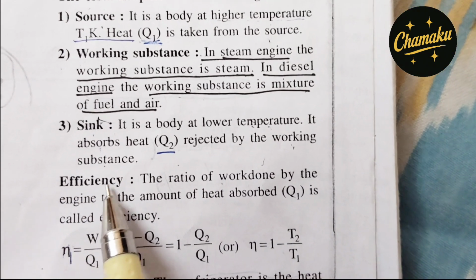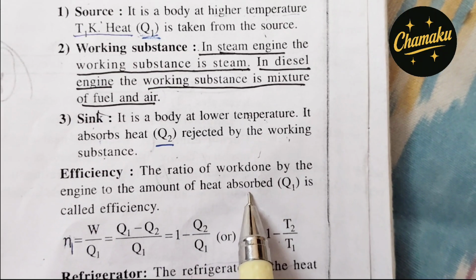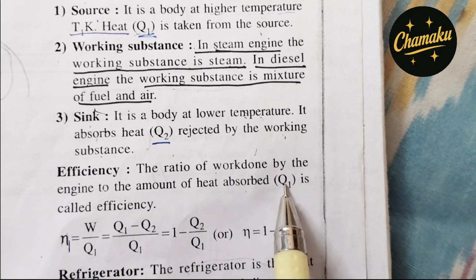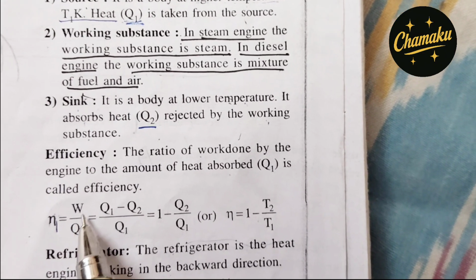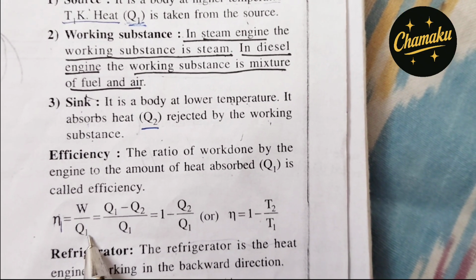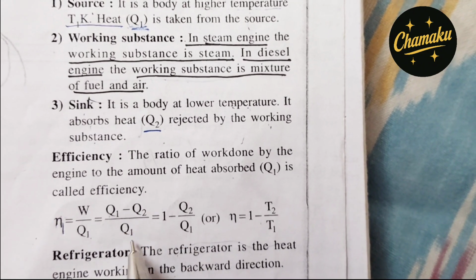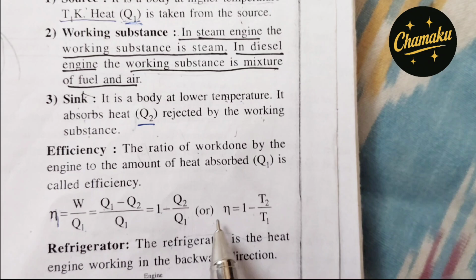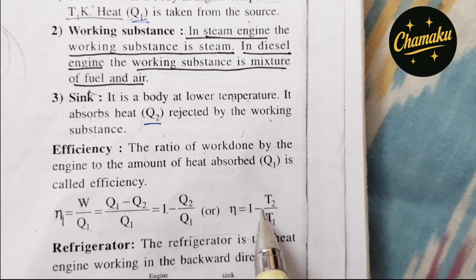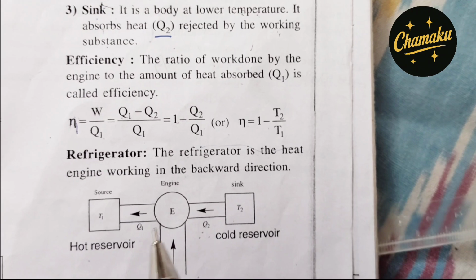Next one is efficiency. The ratio of work done by the engine to the amount of heat absorbed, Q1, is called efficiency. So efficiency is equal to work done by Q1, the amount of heat absorbed, which is equal to Q1 minus Q2 by Q1, which is equal to 1 minus Q2 by Q1, or efficiency is equal to 1 minus T2 by T1.